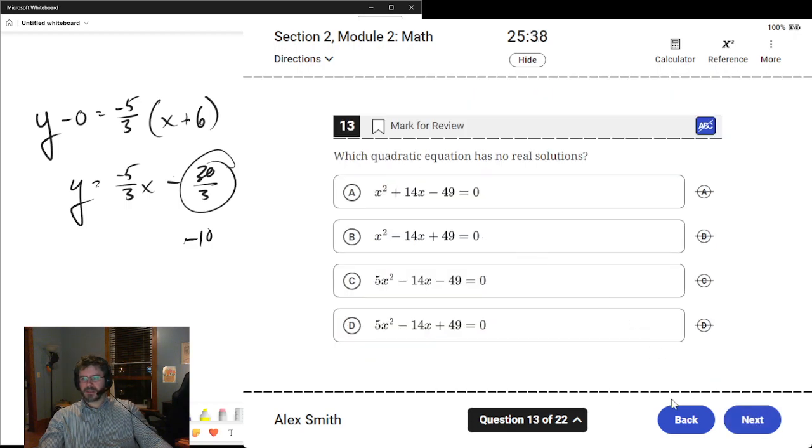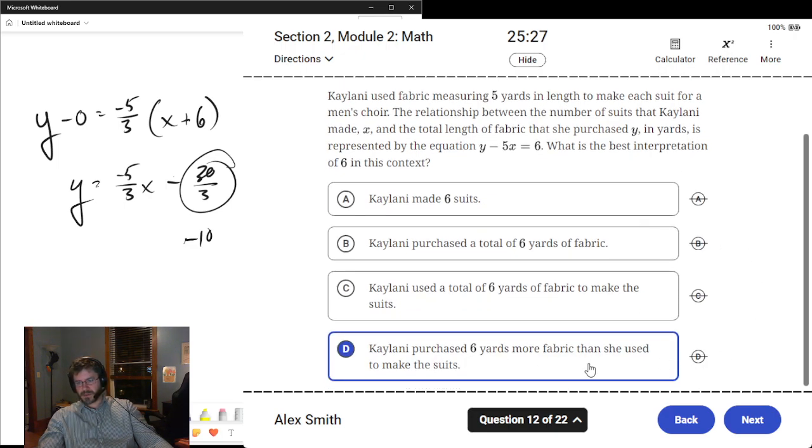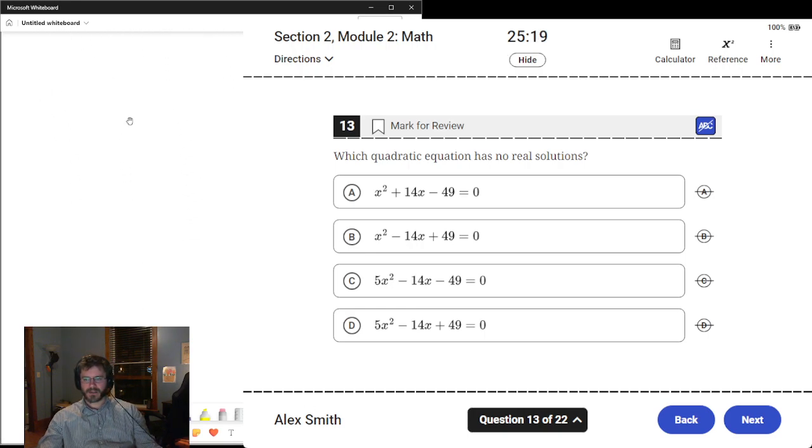Yeah, because if x is the number of suits, 5x is the amount of yards she used, y was how much she bought. So how much you buy minus how much you use leaves us with how much extra you got. So there you go. No real solutions. You could plug all of these into Desmos and find the one that does not touch the x-axis. I'm just going to use the discriminant on each one because their b and c values are the same, except for some plus minus shenanigans.